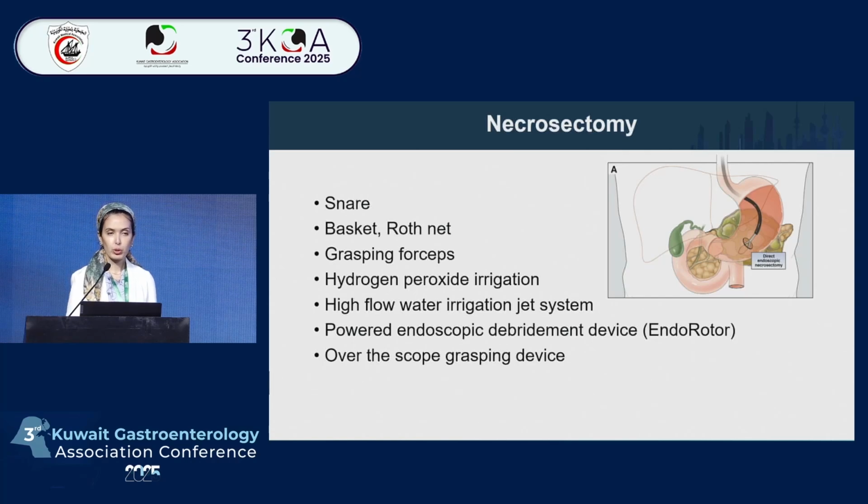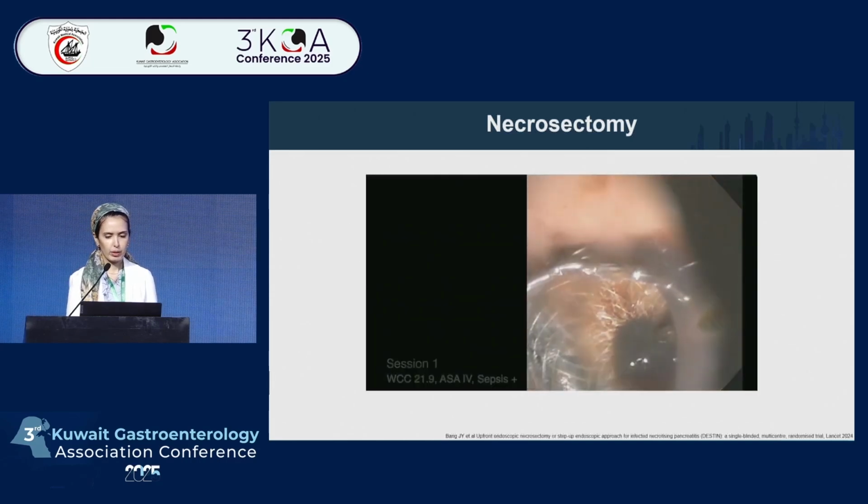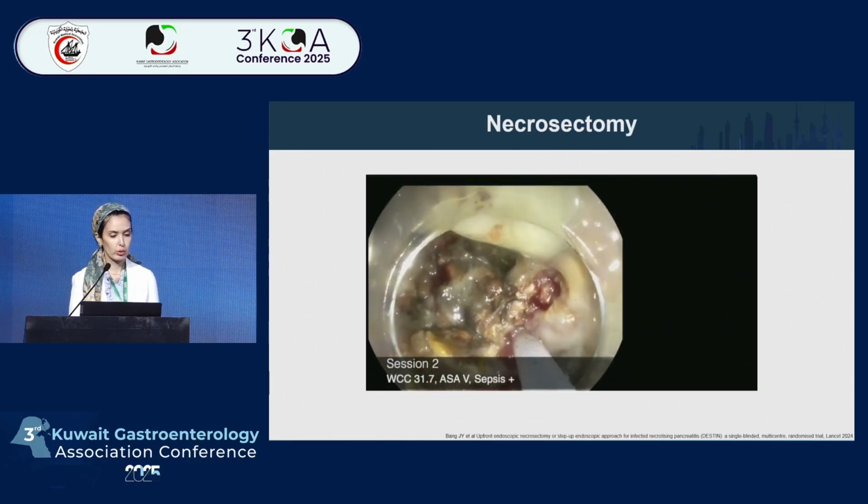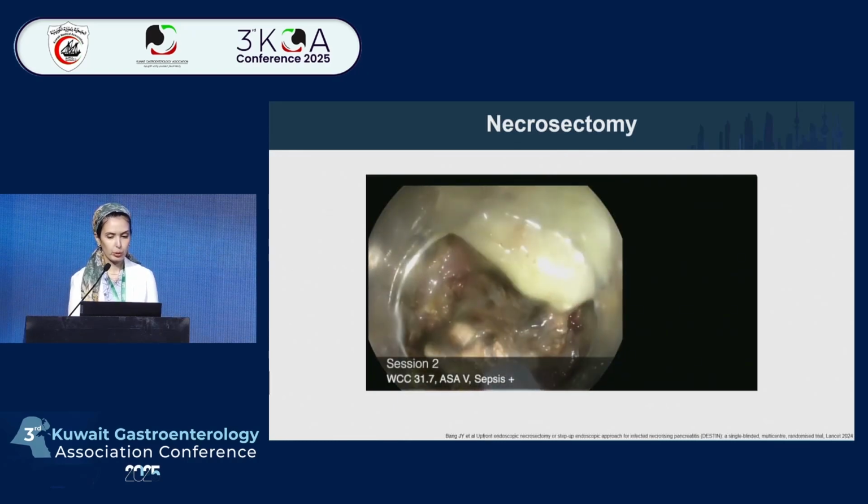For walled-off necrosis, sometimes we do need to perform multiple sessions of necrosectomy, and we use multiple different devices for this, including snares, baskets, forceps, irrigation with either hydrogen peroxide or high flow water, and more recently a device called endorotor that debrides the necrotic content. Here we have a video of a patient who underwent multiple sessions of necrosectomy using multiple different approaches.